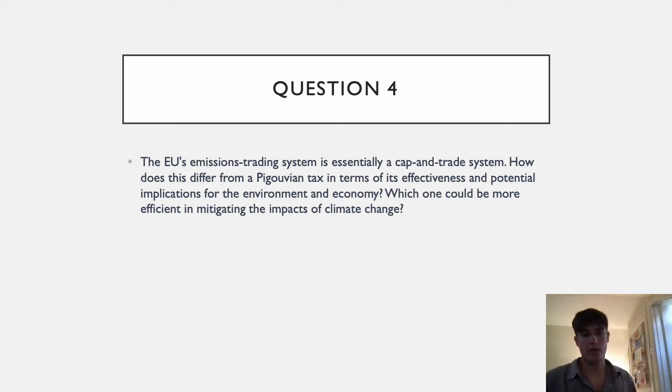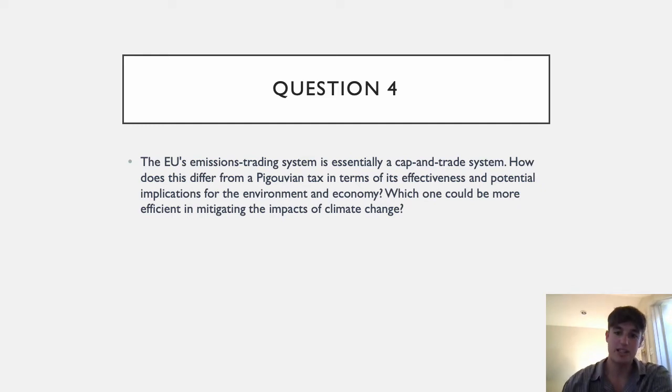Now, question 4. We're getting more and more sophisticated, so do stick around to the end because the best questions come at the end. But the EU emissions trading scheme system is essentially a cap and trade system. Now, how does this differ from a Pigouvian tax in terms of its effectiveness and potential implications for the environment and economy? Which one is better, is essentially what I'm asking. So think carefully about that, and then when you're ready, I'll go on to the next hint.